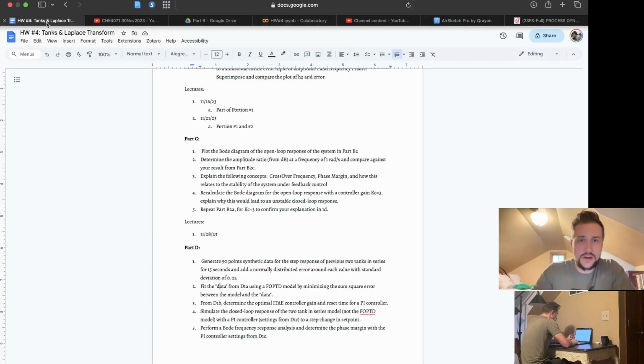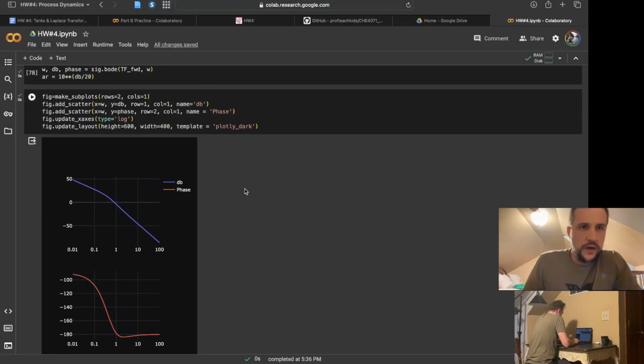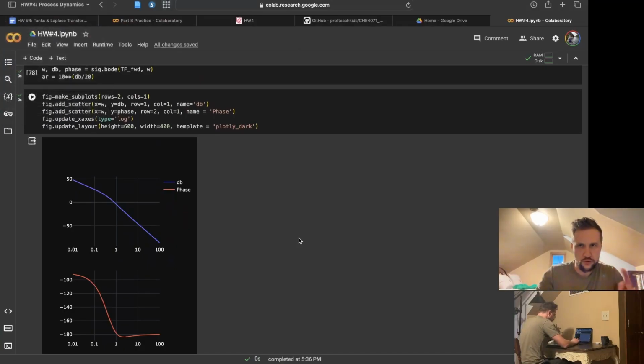So let's go ahead and see here. We're going to recalculate our Bode diagram for our open loop response with a controller gain of Kc equals 3, and see what happens, then confirm with what we've previously graphed to see if that matches what we'd expect. We're going to shift our Kc. It's currently at 1. We're going to shift it over to 3.